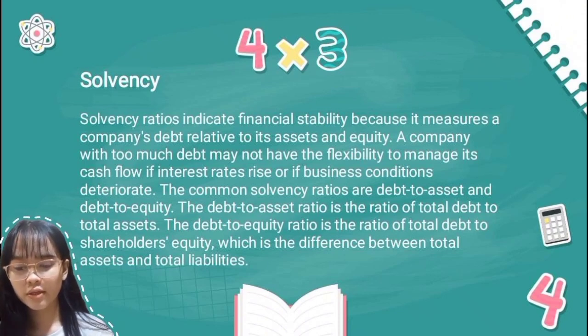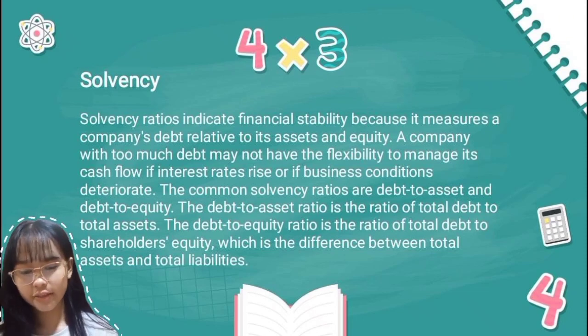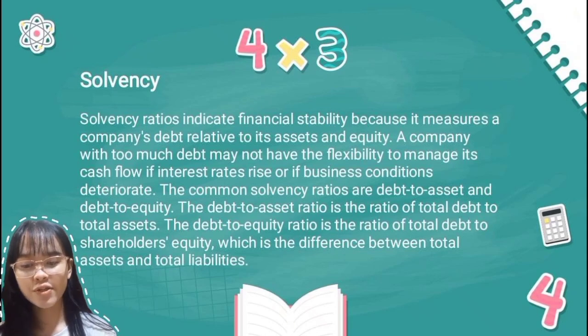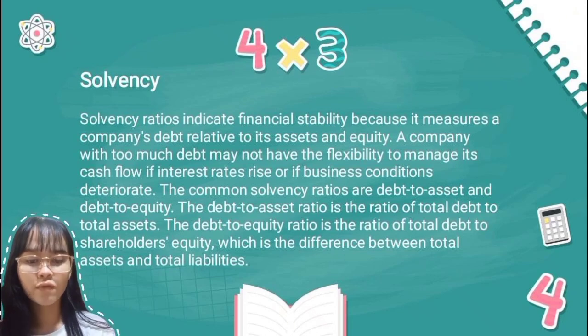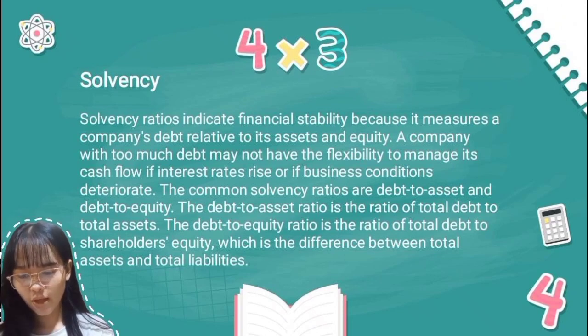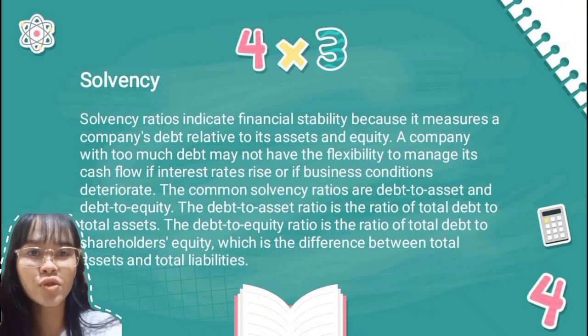Shareholders' equity is the difference between the company's total assets and total liabilities. This ratio helps us understand the proportion of debt relative to the company's ownership or equity. A higher debt to equity ratio indicates a higher level of debt compared to the company's equity, which can also be a cause for concern.